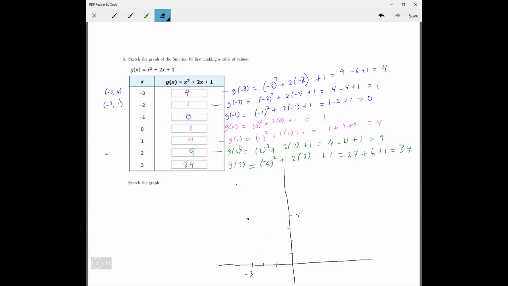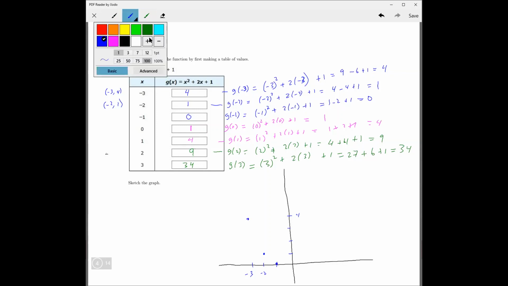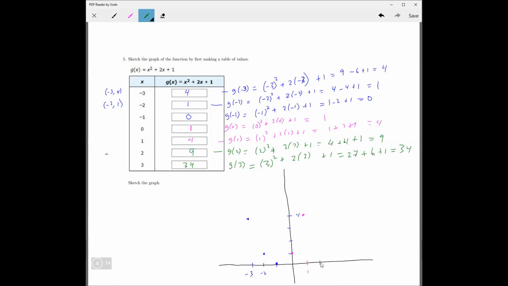And then (-2, 1) is right there. And then we have (-1, 0), which is right there. Okay, and then we had (0, 1), which is right here, and (1, 4), which is all the way up here. And then we have (2, 9), which I guess would be up here somewhere.